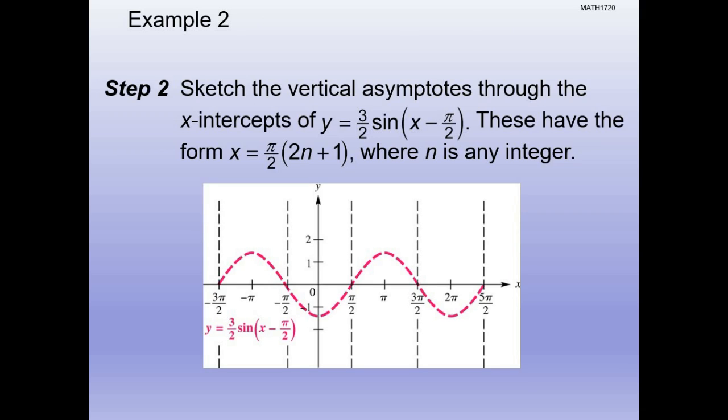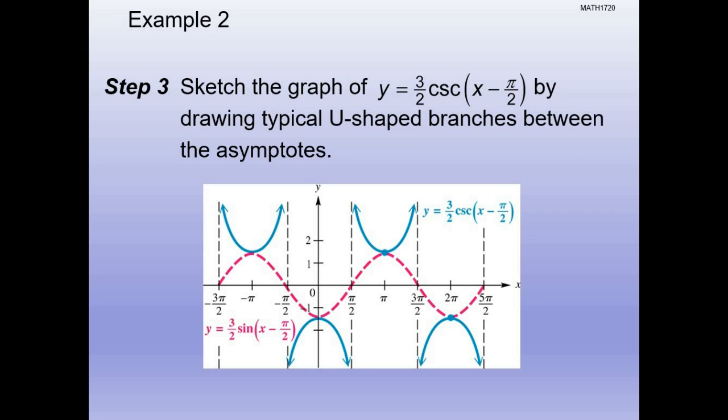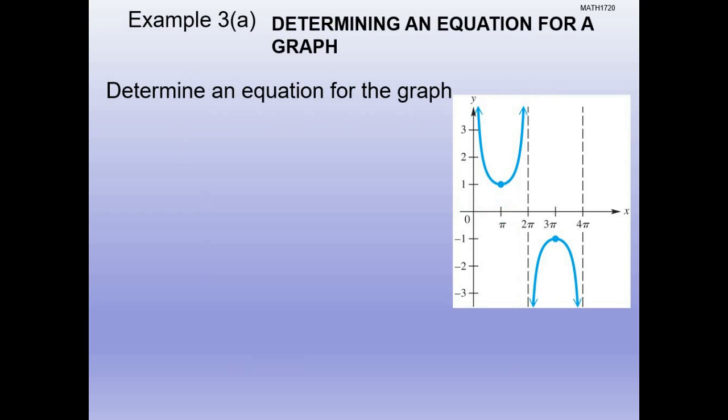We put the asymptotes where the sine function goes to 0, and then we put our U branches at the maximum and minimum, the crest or the trough, of the sine wave. Then you would erase your sine graph and have your sketch of cosecant. I think these are pretty self-explanatory, doing the secant and cosecant part, because it's really just regraphing sine and cosine functions and then using those as parent functions to graph the secant and cosecant.